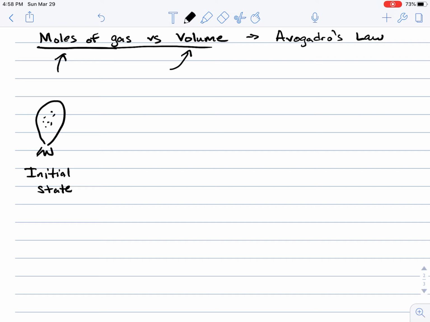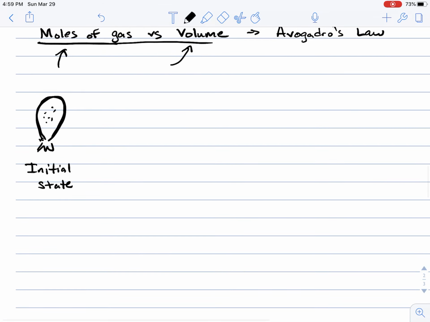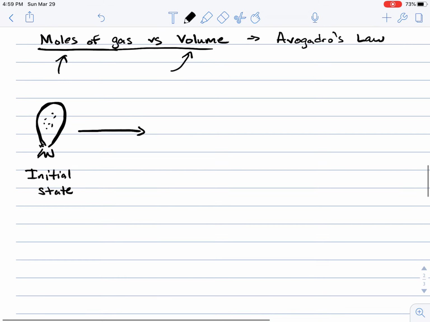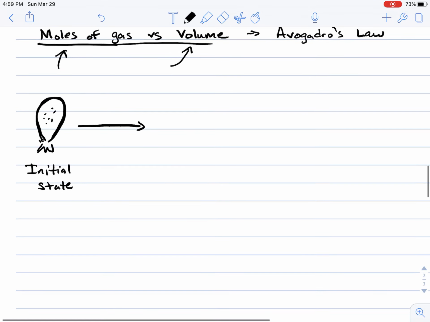We have a specific amount of volume, and we have a specific amount of gases inside this balloon. And so if we wanted to, let's just say, blow up the balloon, so temperature is held constant and pressure is held constant in this case. When we blow a balloon, what we're doing is we're increasing the number of moles of gas. And so if you imagine blowing a balloon, you're going to increase the volume overall.